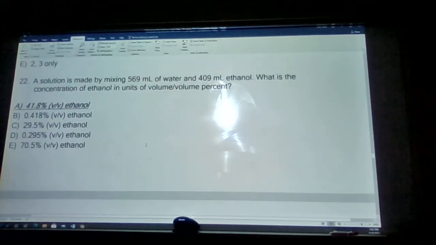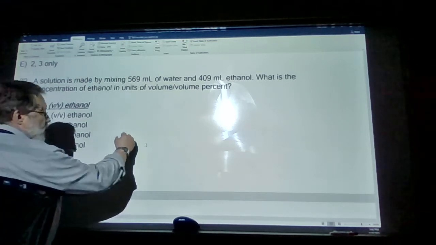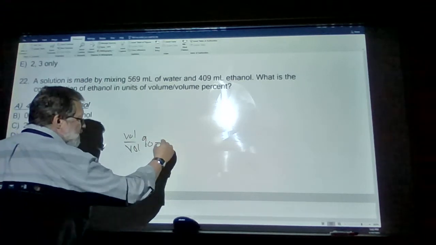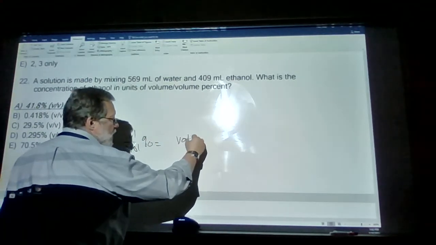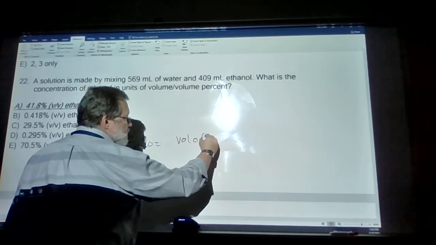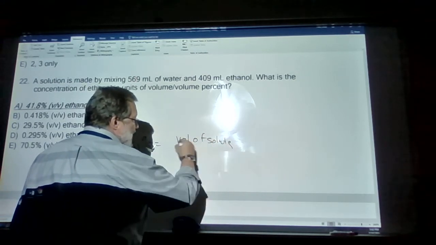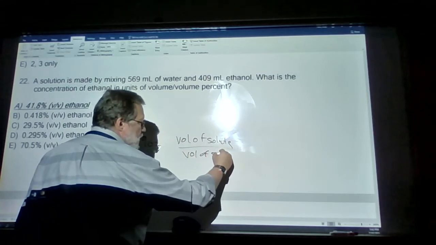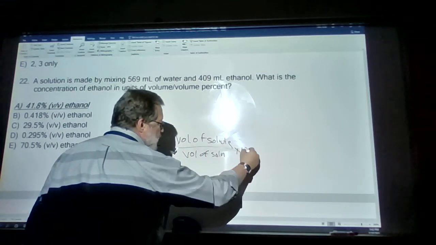Number 22. A solution is made by mixing 569 ml of water and 409 ml of ethanol. What is the concentration of ethanol in units of volume percent? So volume percent is equal to volume of solute divided by volume of solution times 100.